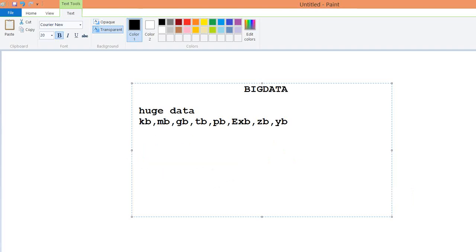If you talk about big data, immediately we need to talk about the 3 V's. One is the volume of data. Volume is what we have discussed right now: a huge amount of data, gigabytes, terabytes or petabytes.